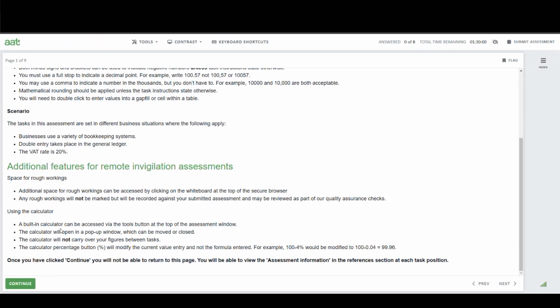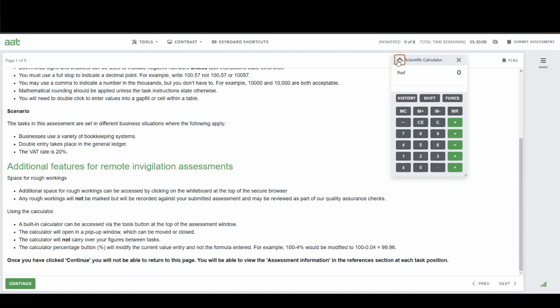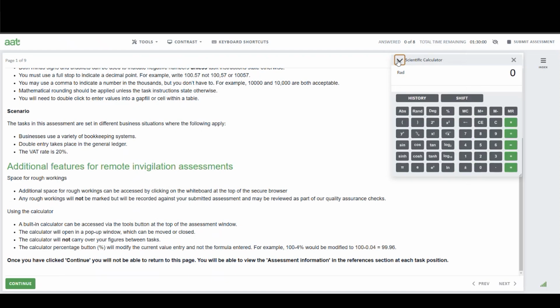You will be using a built-in calculator throughout the remote invigilated assessments. You can access that through tools at the top of the screen. So if you click on that, it opens up a calculator. It is a scientific calculator. If you click on the little drop-down arrow, it simplifies the calculator for you. I do recommend that you have a practice with this before the assessment itself, just to get used to using that on-screen calculator. There are some notes there with regards to using the calculator as well.